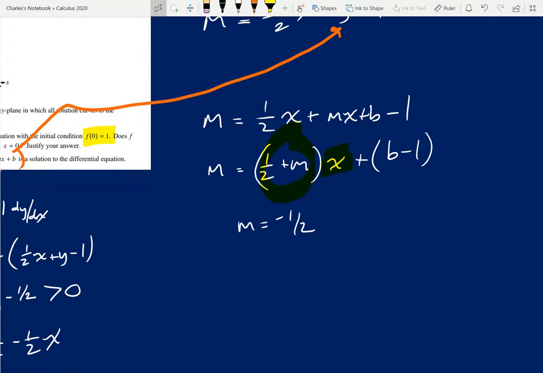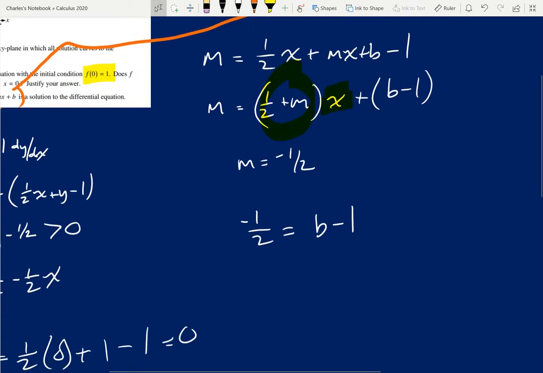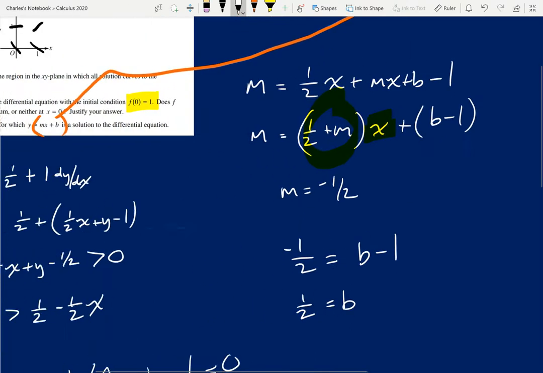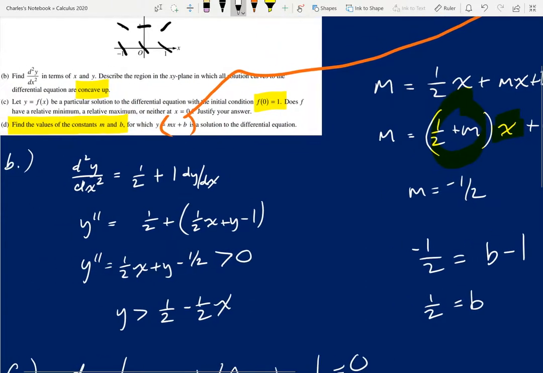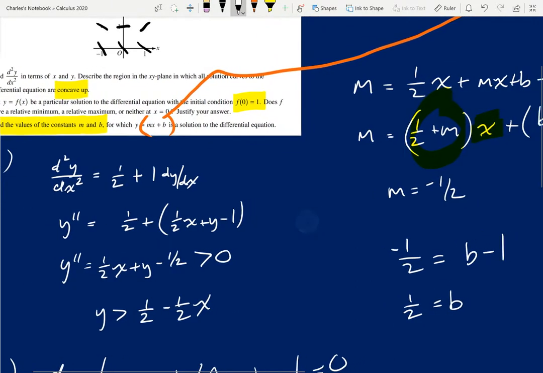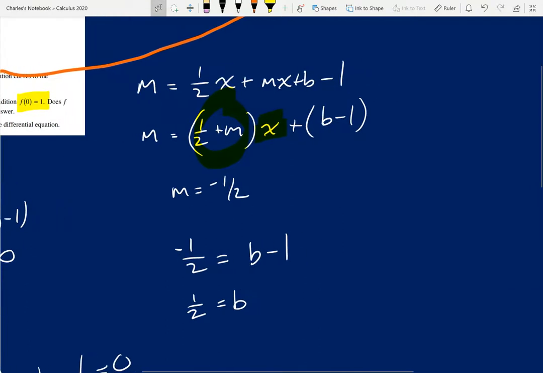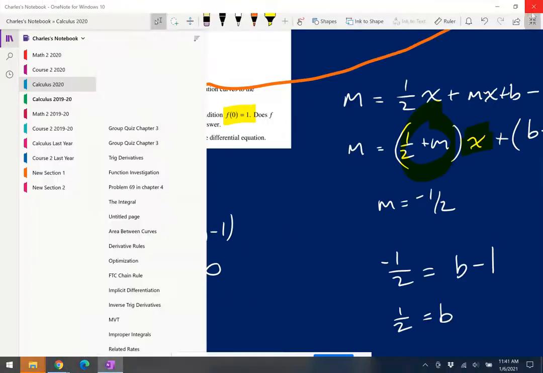Now when m is equal to negative 1/2, I get the equation negative 1/2 is equal to b minus 1, and that means b is equal to 1/2. So the answer for that part: m is equal to negative 1/2, b is equal to 1/2. And I think that's one of the trickiest, and I know that's a double superlative, problems on the AP FRQ. And this one comes from an AB exam.